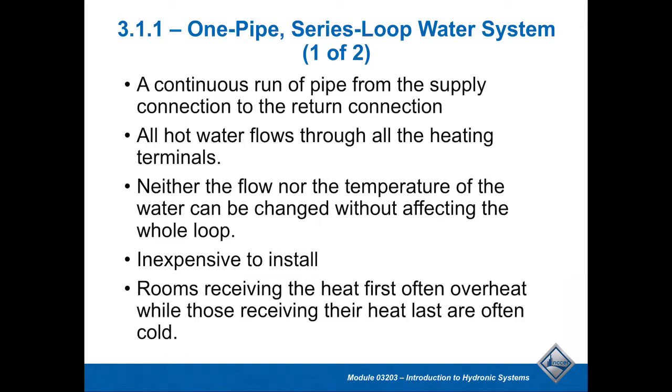Additionally, a continuous run of pipe from the supply connection to the return connection is one of the characteristics of those systems. All of our hot water system flows through all the terminal units. So that would typically be in your series system, okay? And neither the flow nor the temperature of the water can be changed without affecting the whole loop. So what you do in one of those units will be what we do in the other one. Inexpensive to install. It's pretty simple. It's nothing fancy about it.